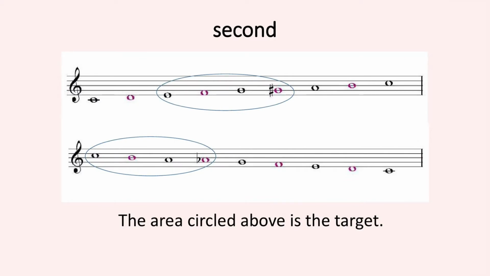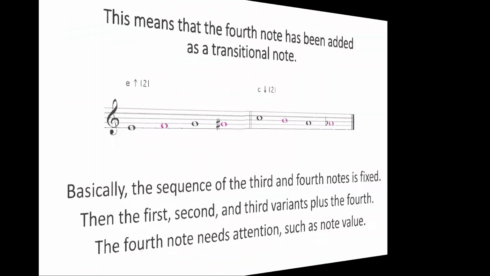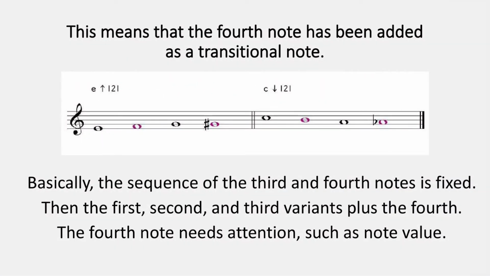Second. The area circled above is the target. This means that the fourth note has been added as a transitional note. Basically, the sequence of the third and fourth notes is fixed. Then the first, second, and third variants plus the fourth. The fourth note needs attention, such as note value.